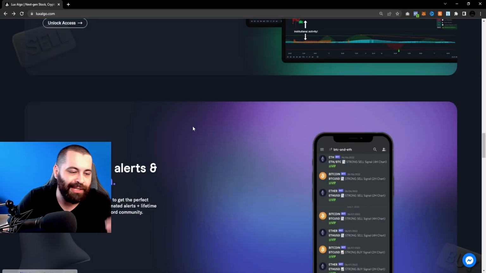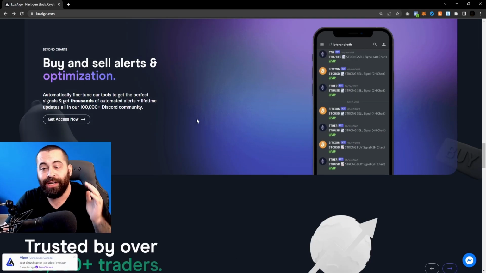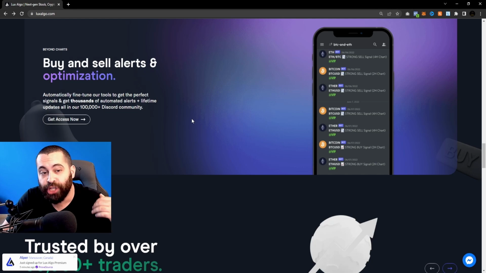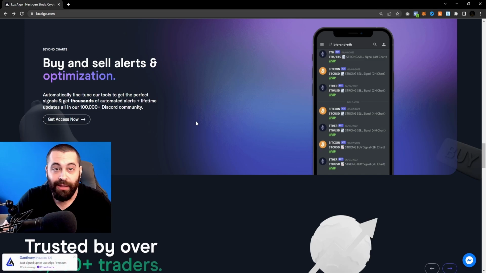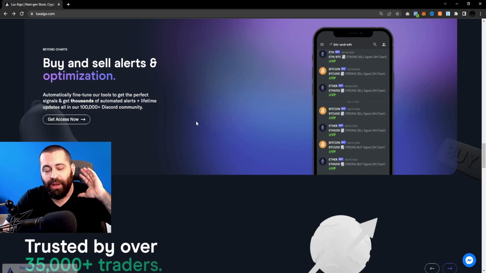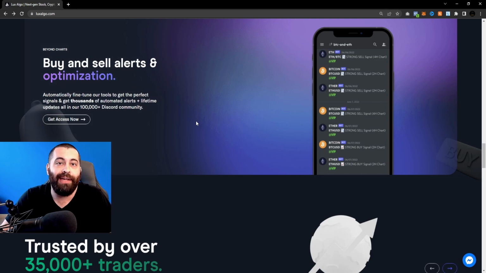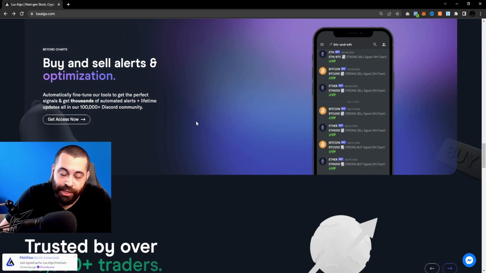A little bit more about LUX ALGO. So they have buy and sell alerts and optimization. You will also get these alerts in the Discord. So that's super cool. So if you're an active Discord user, you're going to want to check your phone. They're going to give you buy and sell signal tips on the house, guys. I'm serious. In the Discord, you just got to join the Discord.